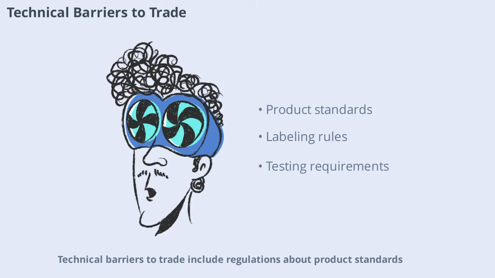Technical barriers to trade include regulations about product standards, labeling, and testing. These rules ensure that products meet certain quality or safety requirements, but they can also make it difficult for foreign companies to compete if the standards are unique or hard to meet. This is especially common in industries like electronics and food.